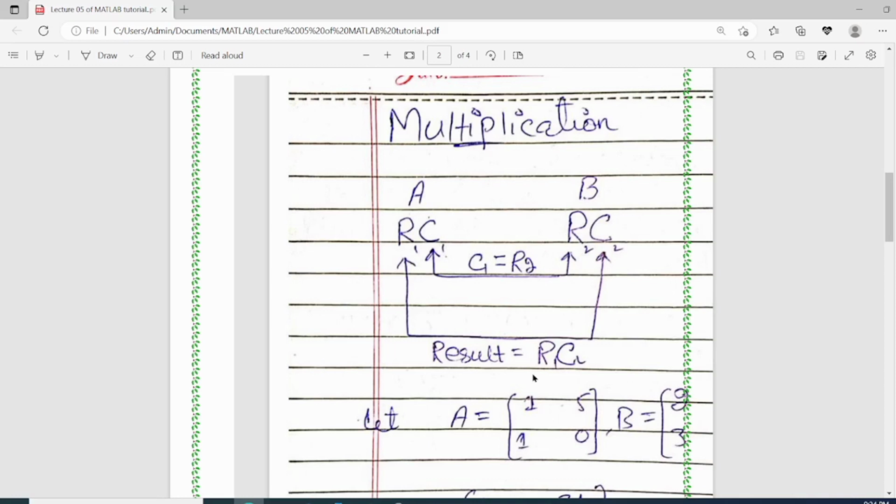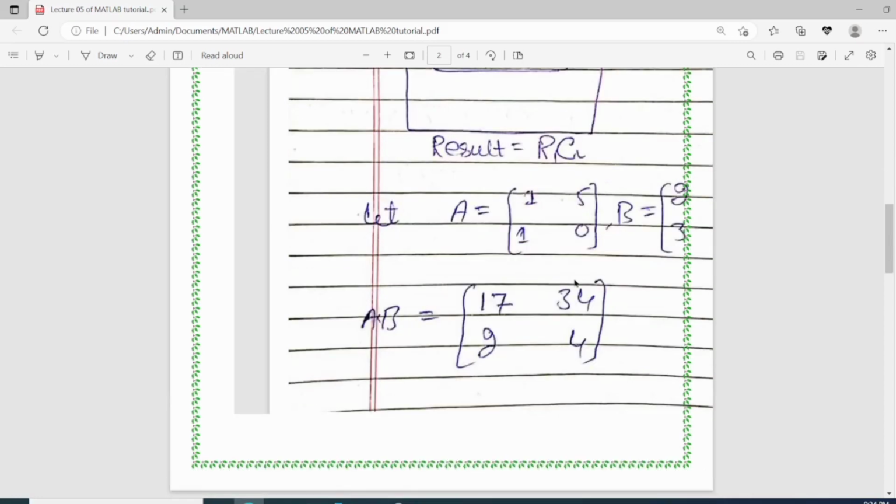And the result will be R1 by C2, the rows of matrix A and the columns of matrix B. That will be the resultant matrix. It means the rows of the resultant matrix will be equal to the rows of matrix A, and the columns of that resultant matrix will be equal to the columns of matrix B.